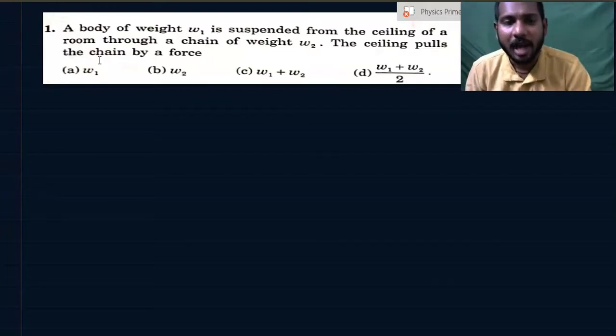In this lecture, I am going to discuss objective 1 from H.C. Verma, Newton's laws of motion. Let us go.